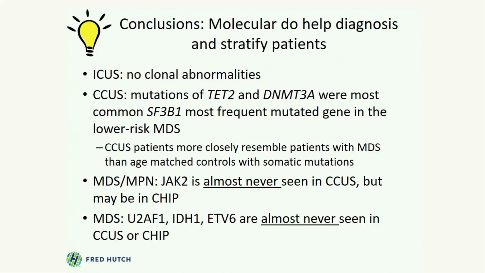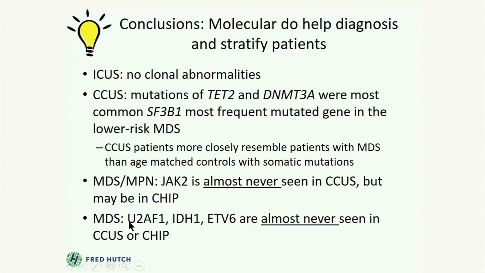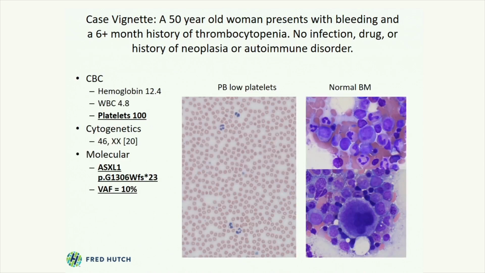ICUS will not have any clonal abnormalities. CCUS, mutations of TET2 and DNMT3A are most common, SF3B1 being most frequently mutated in the lower risk MDS. Now, MDS and MPN, JAK2 is almost never seen in CCUS, and I'm very careful using the language almost never, because you never say never. In MDS, U2AF1, IDH1, and ETV6 are almost never seen in CCUS or CHIP patients.